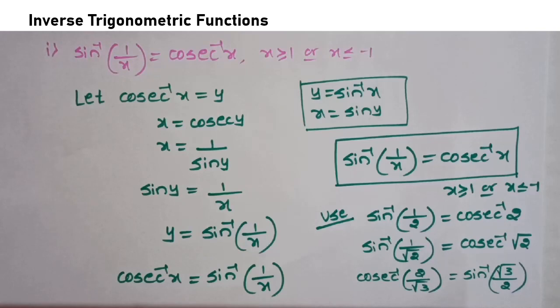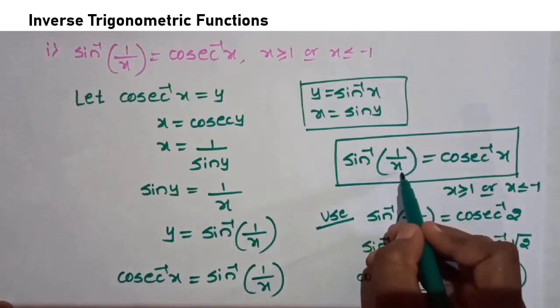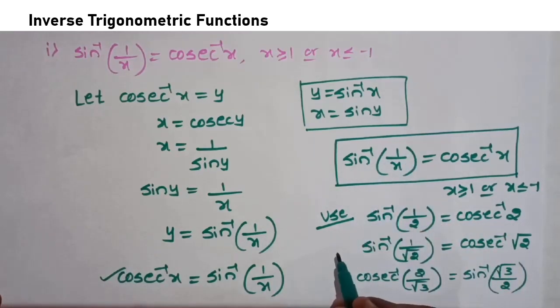Okay, so this is about the property sin inverse 1 by x is equal to cosec inverse x. So how to prove this property? Let us consider cosec inverse x is equal to y. You can take sin inverse 1 by x is also equal to y, no problem. Cosec inverse x is equal to y, x is equal to cosec y, therefore x is equal to 1 by sin y. Therefore sin y is 1 by x. Again y is equal to sin inverse 1 by x, and y is nothing but cosec inverse x. So cosec inverse x is equal to sin inverse 1 by x. Therefore sin inverse 1 by x is equal to cosec inverse x. So this is property number 1.